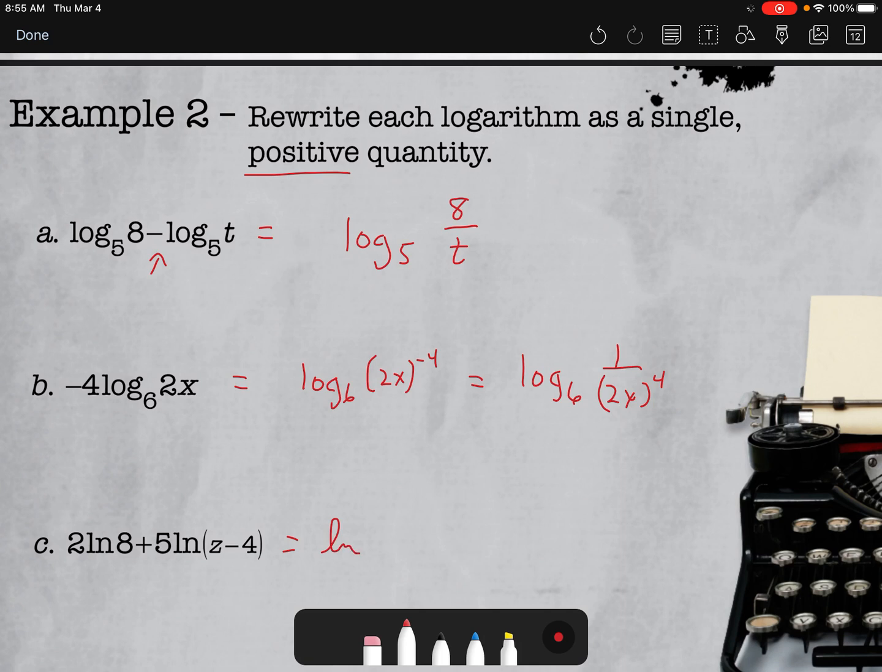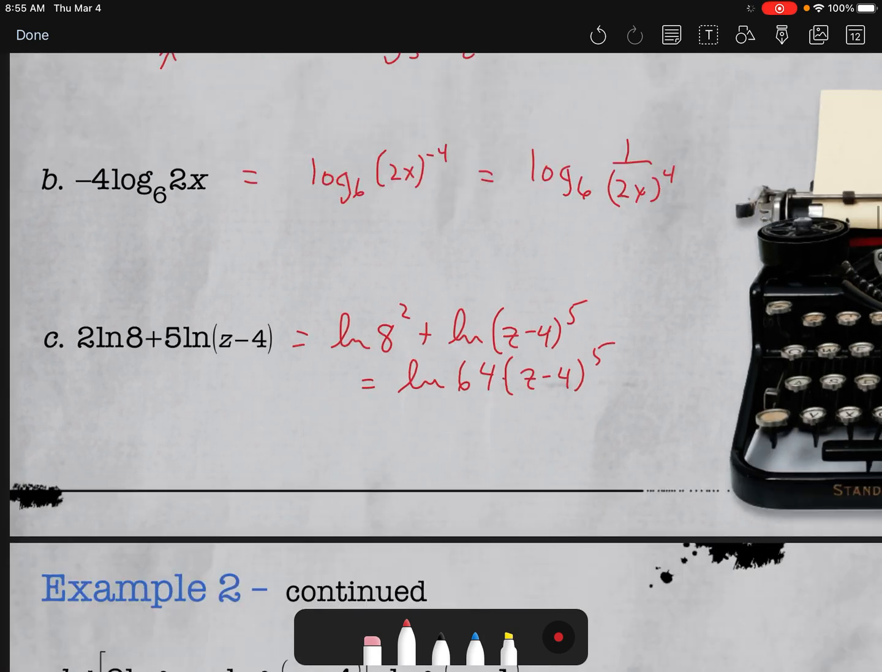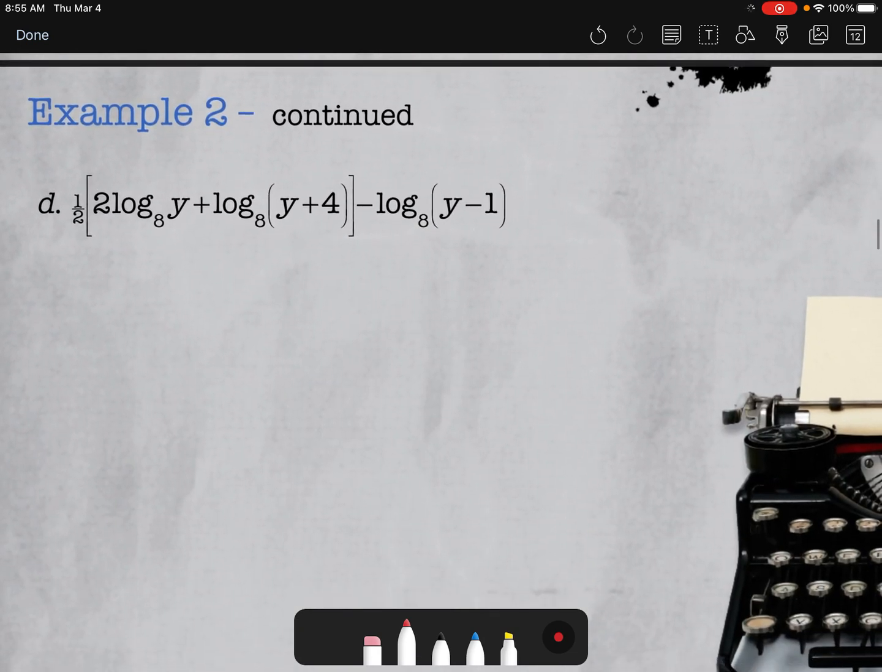Okay, now this one we're going to have to do some magic on. So ln of 8 squared plus ln of z minus 4 to the fifth. Okay, plus means multiply. So that means we're going to have ln of 64 times z minus 4 to the fifth. Well, that wasn't bad, was it? We're just condensing now. Look at D. Okay, so just take it piece by piece.